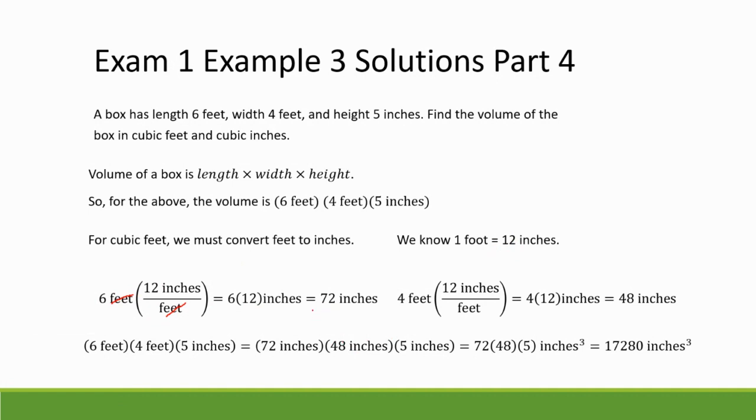Good. On the other side, we have 4 feet times 12 inches over foot. It's really the same kind of calculation. Foot cancels. 4 times 12 inches is 48 inches. That's what we get.